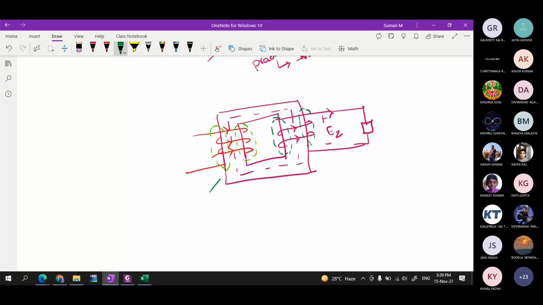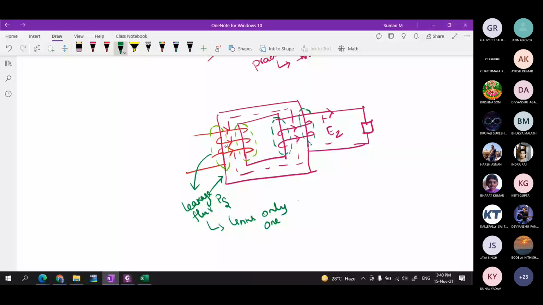I told this as a primary winding. This primary winding is carrying some current. Because of that current, some flux is established. Out of the flux, some flux is linking both the coils and some flux is linking only that primary coil. So this flux is called leakage flux. This flux links only one coil, not both the coils.